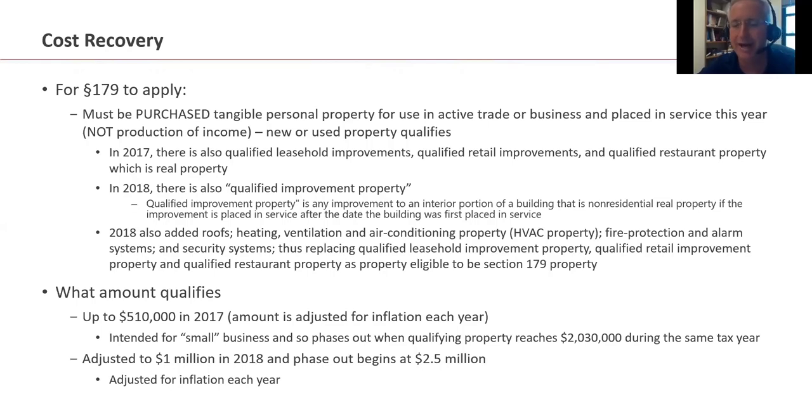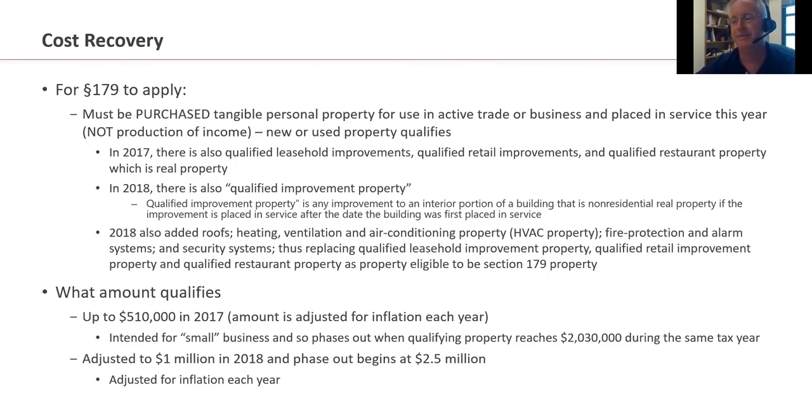So the way they decided what a small business is, they said, okay, calculate all the qualifying property you placed in service this year. If it's more than 2 million, technically 2,030,000, you need to phase it out. So what that means is I had 510,000 that I could expense each year in 2017 if I was a small business. Small business defined as I spent qualifying property of 2,030,000 or less.